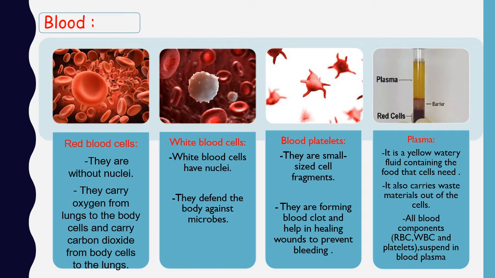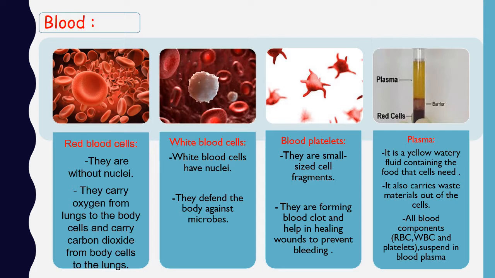What about the white blood cells? From their name, they are white in color. Those cells have nuclei. They defend the body against microbes. When the white blood cell sees any microbe, bacteria, or virus inside the blood, inside the body, those white cells will attack this microbe. They work like bodyguards inside your body.